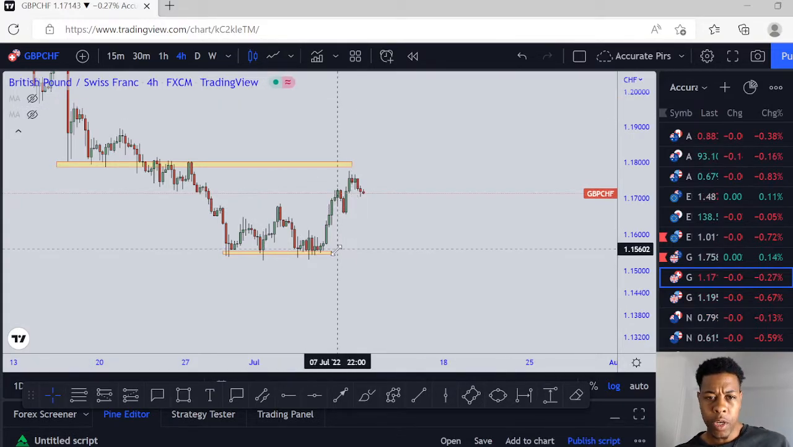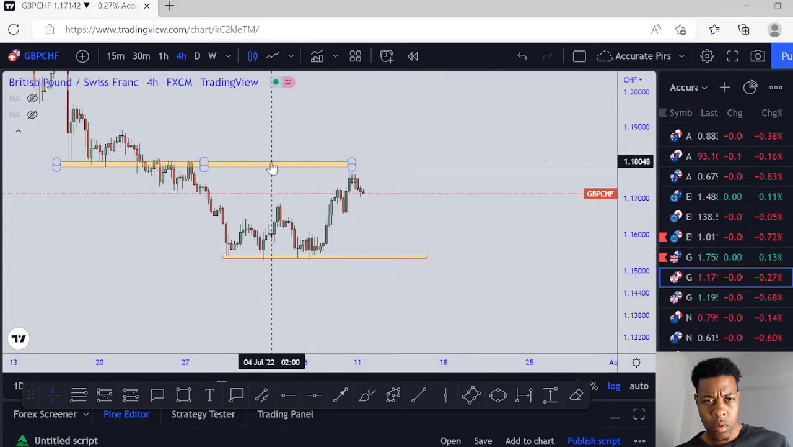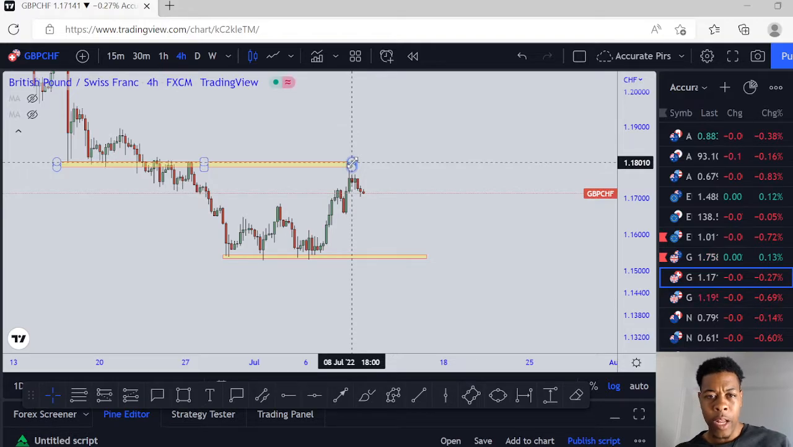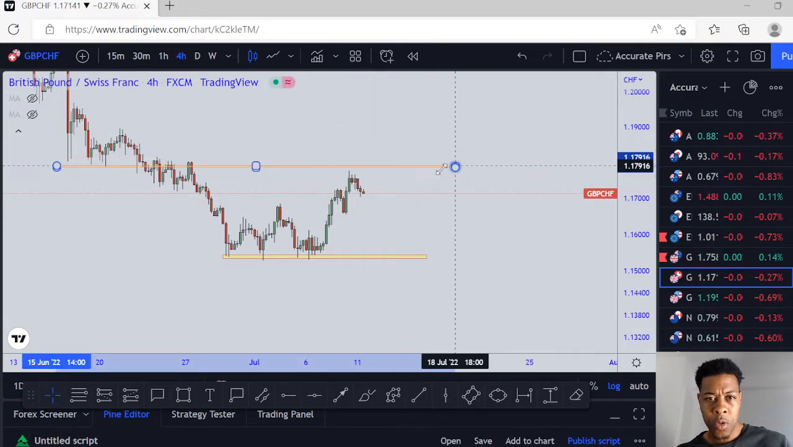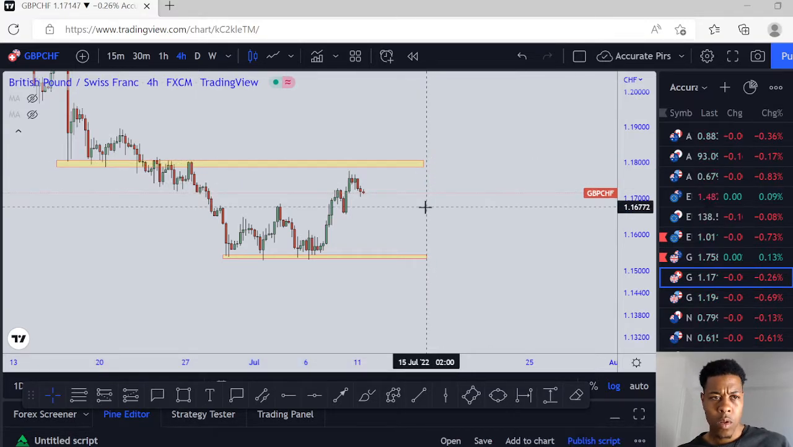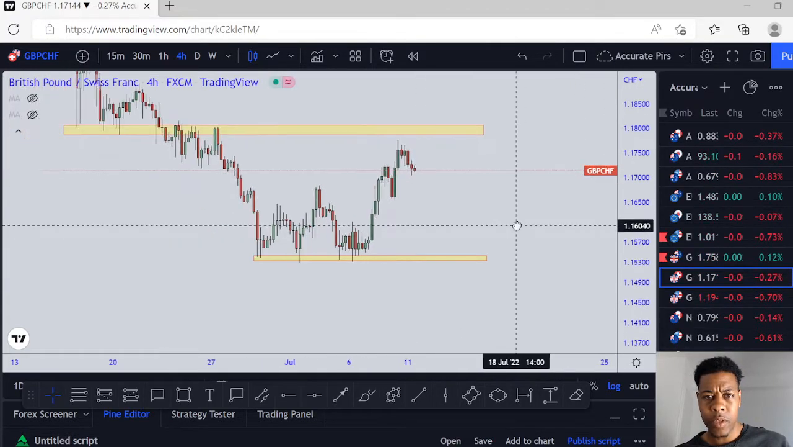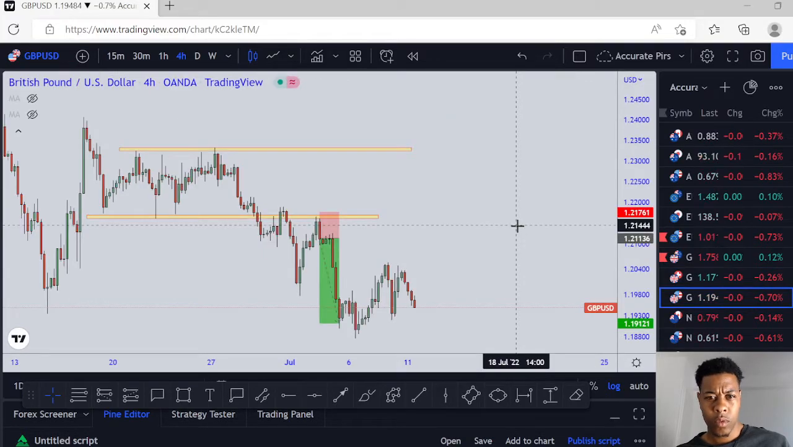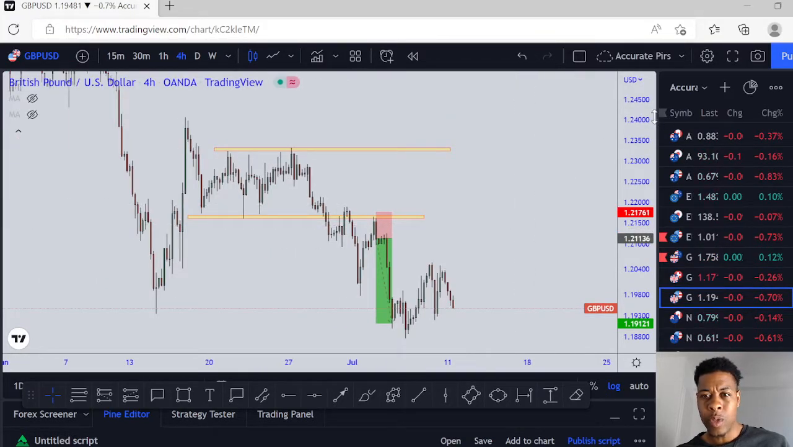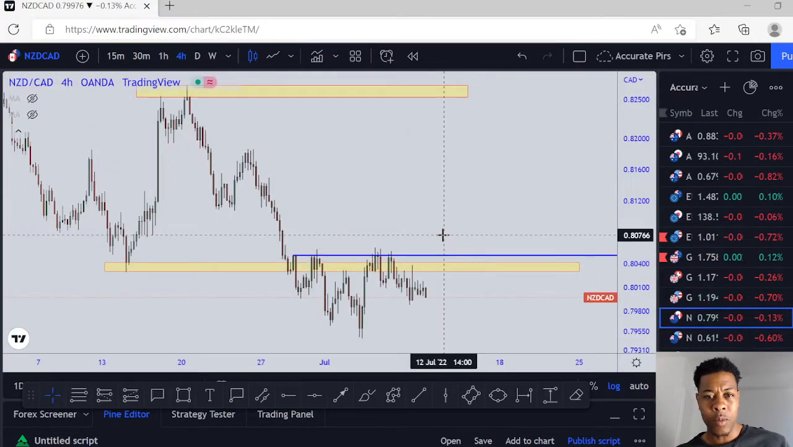So with GBP CHF, this is our new support level right here. And this level right here, 1.180, will continue holding as our resistance level for this week. So GBP CHF is pretty much easy, everything remaining the same for this week. GBP USD, because we had a nice winning trade on that last week, I'm not going to trouble that. We're going to ignore that for this week.